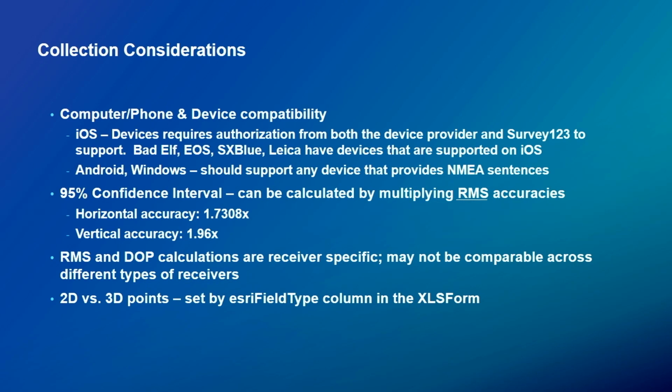Also, the reported errors, either RMS or dilution of precision, will vary from manufacturer device to manufacturer device. So keep that in mind as you evaluate which GPS device to use. The exact numbers may not be completely equivalent from one manufacturer to another. And finally, Survey123 has had support for storing 3D points. You just need to set the field type to an Esri point Z, 3D, Z, in your form when you publish.